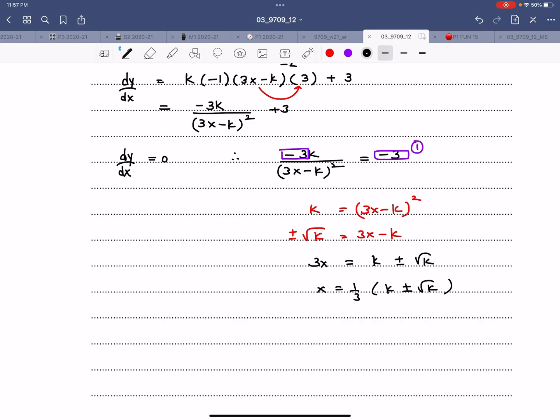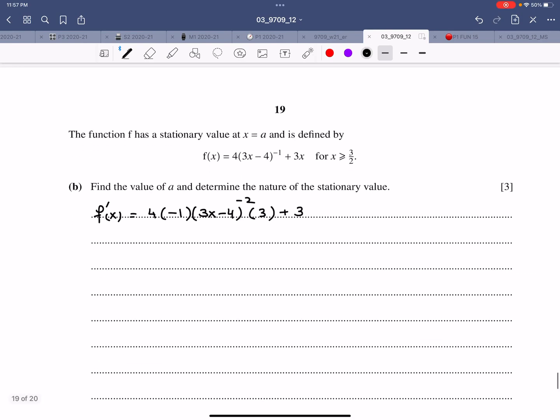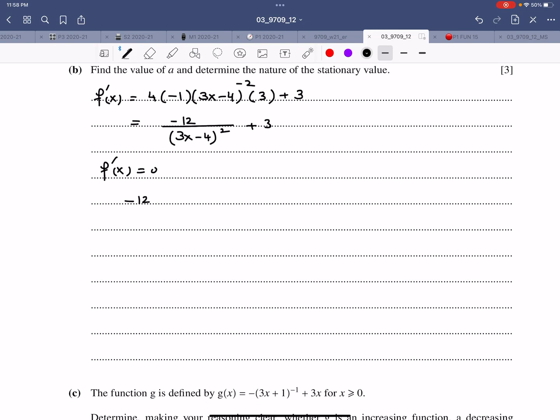Part B. The function has a stationary value and it's defined by such and such. Now the similar kind of function, and this time the value of a we need to find and the nature. f prime x, 4 as it is, minus 1 comes down, 3x minus 4, power reduces, derivative of bracket is 3, derivative of 3x is 3. So therefore this is minus 12, 3x minus 4, the whole thing square plus 3. f prime x equals to 0. This time you will find a value of x. So minus 12 over 3x minus 4, the whole thing square, is equals to negative 3. So this minus cancels, and 4 is equals to 3x minus 4 raised to power of 2.